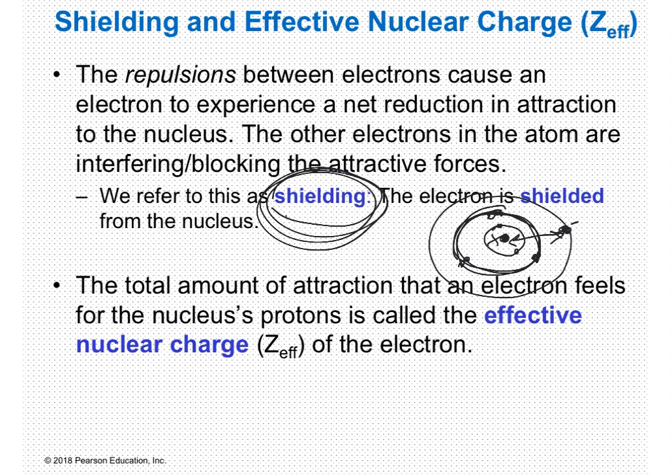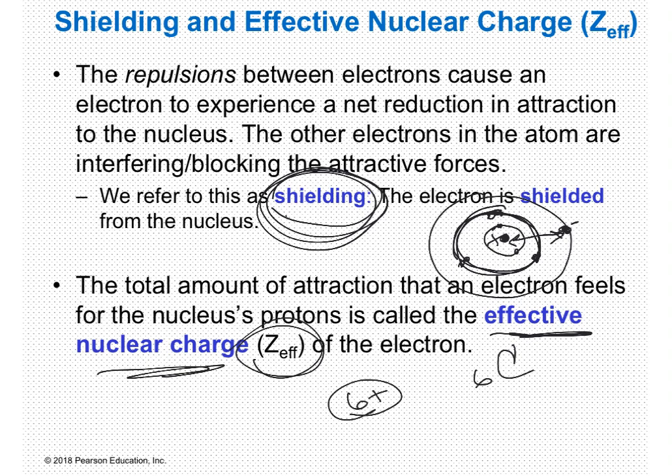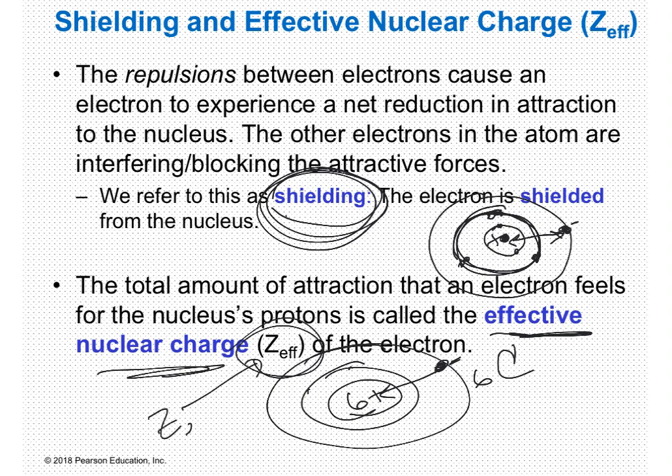So the net attractive effect an electron feels with the nucleus is called the effective nuclear charge, Zeff for short. Let's think about the carbon nucleus. You have 6 protons in the carbon nucleus, and let's talk about some of the electrons out here in the highest energy level. This electron is not going to feel the full force of 6 protons in the nucleus because of the inner core electrons. But the attraction it does feel will be referred to as Zeff, and that will be less than 6.